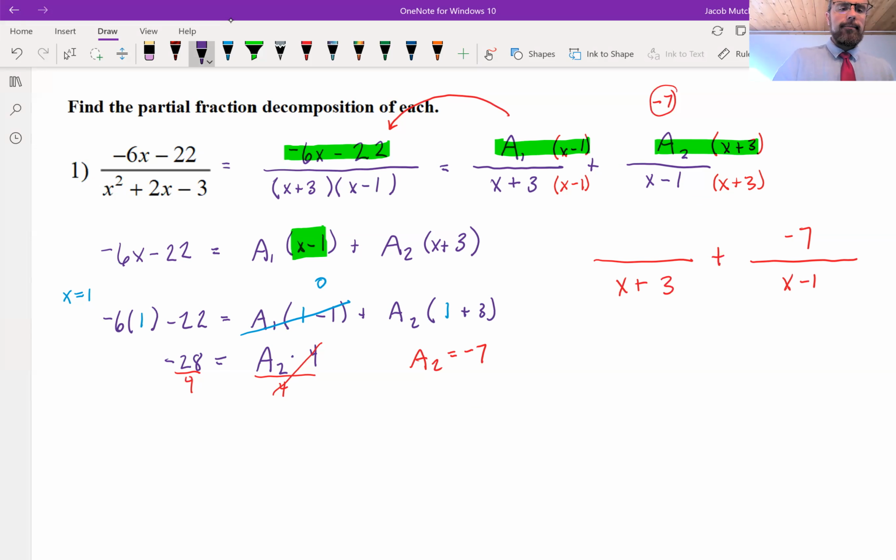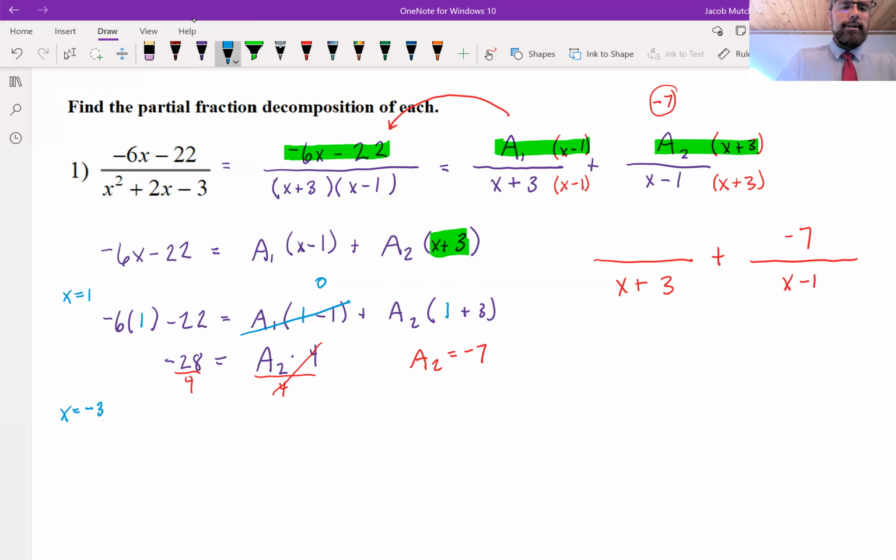Now I need to turn my attention to the other binomial, which is x plus 3. And I want to choose an x value such that when I substitute it in, x plus 3 will create a 0 and cause a sub 2 to zero out. So it looks like negative 3 would be a good choice there. So I'm going to put x equals negative 3.